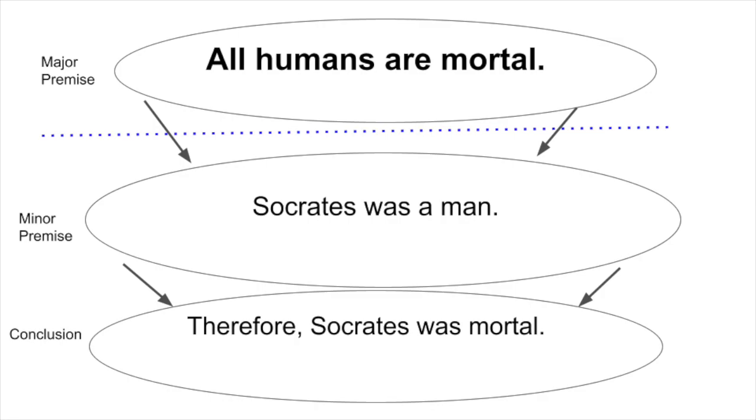So to make a deduction, there are 3 steps which we call a syllogism. First, there's a major premise, which is simply a large truth that we all accept, such as all humans are mortal. There's a minor premise. Just think of that as a smaller truth that we can also accept. Socrates was a man, for example. And a conclusion or proposition. Therefore, Socrates was mortal.